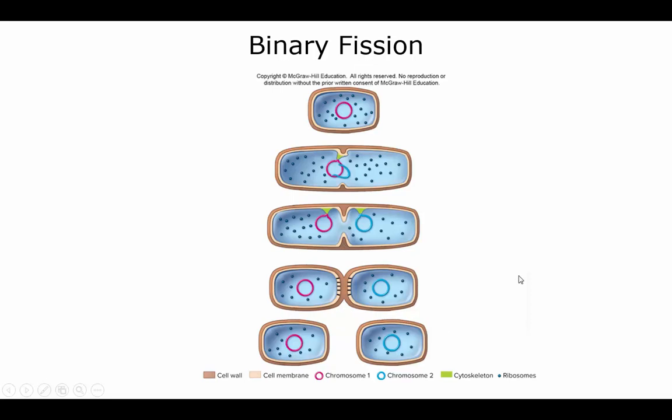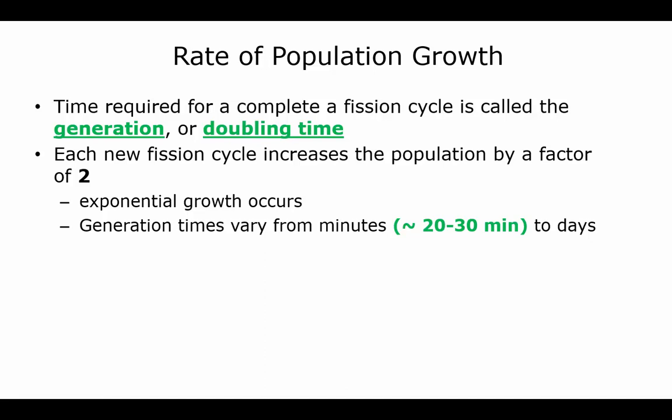They are identical, and within 24 hours one cell can result in 5,100 tons of cells. So it happens very rapidly. Now, the time required for a complete fission cycle is the generation, or the doubling time. The growth pattern is what we call exponential because it doubles with each generation. So each new fission cycle increases the population by a factor of 2. That's exponential growth. Generation times vary from minutes, around 20 to 30 minutes, to days.